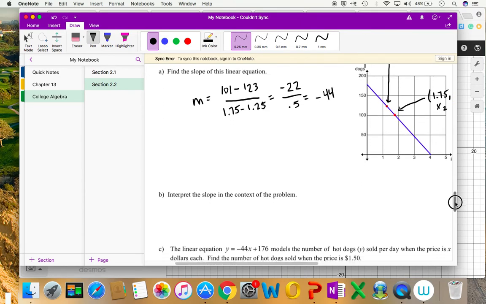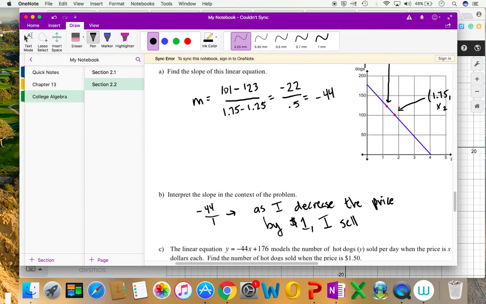Okay, so once again, if I interpret this slope, I have negative 44 over 1, which means as I decrease the price by $1, I sell 44 less dogs.